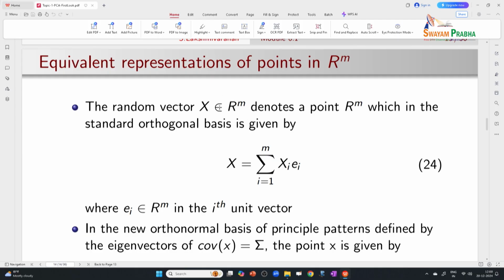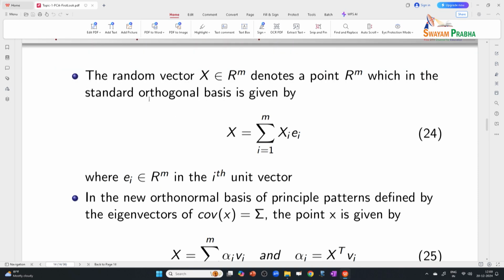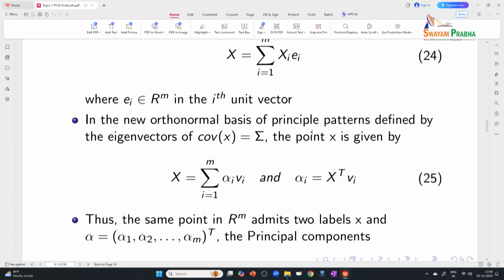So, a random vector x belonging to R^m denotes a point in R^m which has a standard orthogonal basis e_i. So, this is a standard representation. That means a random vector is expressed as a linear combination of the product of a random variable multiplying a deterministic vector. The e_i's are deterministic, the x_i's are random. e_i is the ith unit vector. So that's one representation, the standard basis.